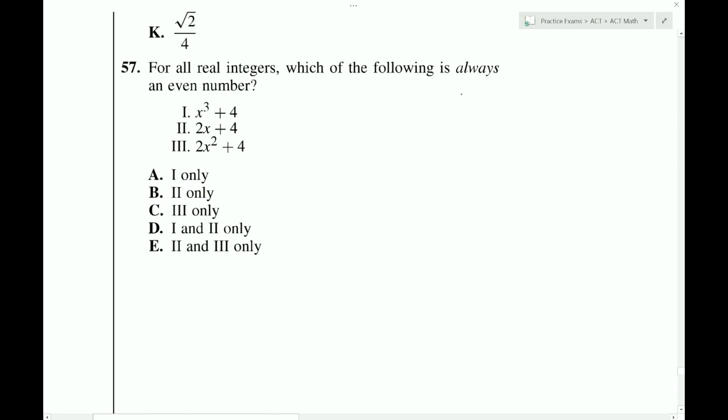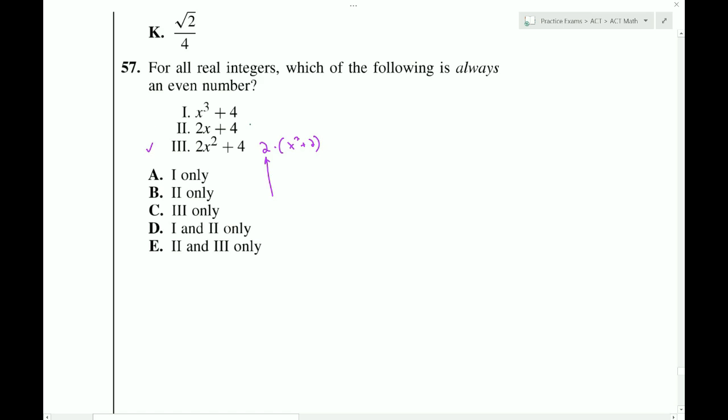For all real integers, which of the following is always an even number? Right away I'm jumping to the bottom one where I could factor out a 2, and then I have x squared plus 2. So if you notice, since I factored out a 2, 2 is a factor, right? And that's the definition of being an even number, is that you have 2 as a factor. So I would say yes.